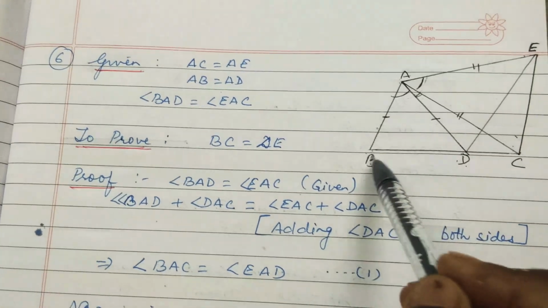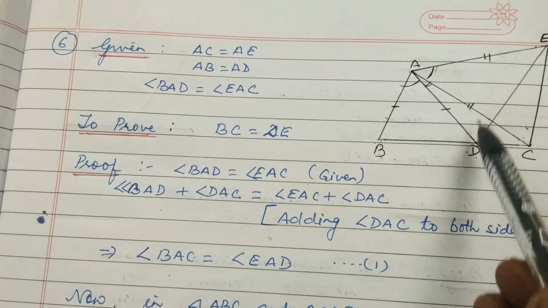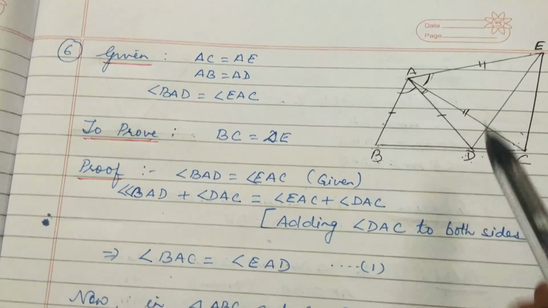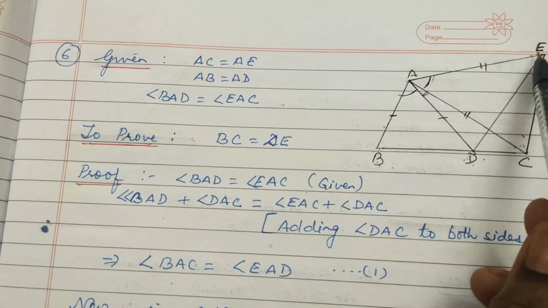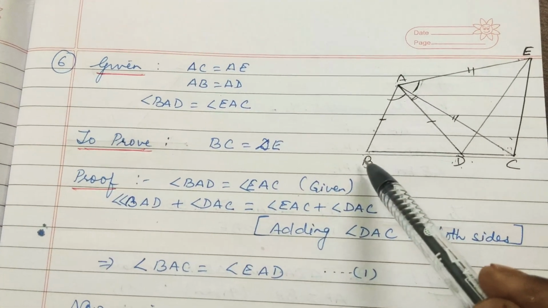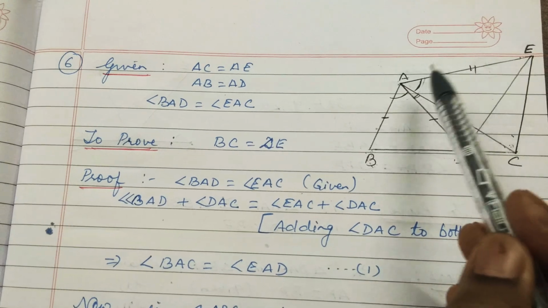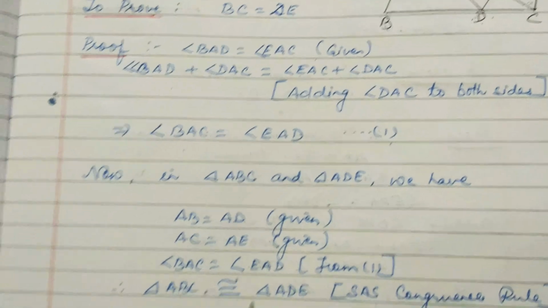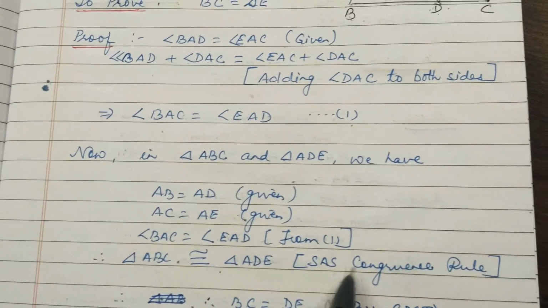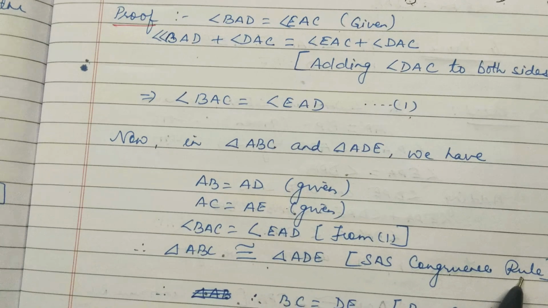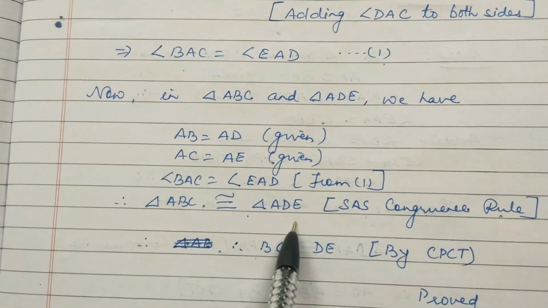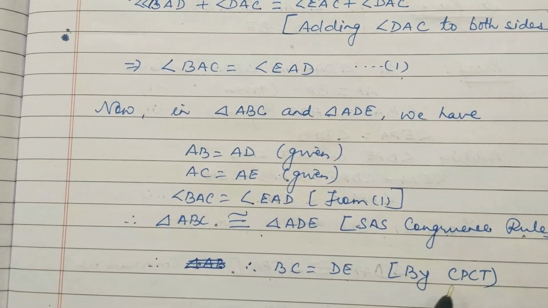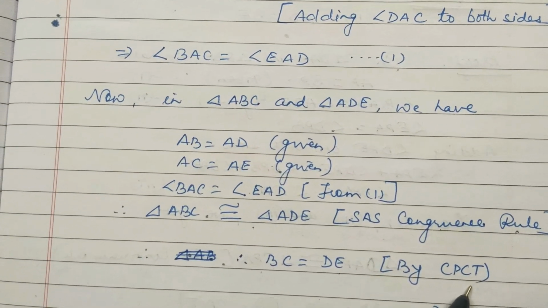Now, in triangle ABC and triangle ADE, AB equals AD, it is given. AC equals AE, it is also given. And angle BAC equals angle EAD, which we have got from 1. So, the two triangles are congruent by SAS congruency rule. Therefore, since the two triangles are congruent, BC equals DE by CPCT. Hence, proved.